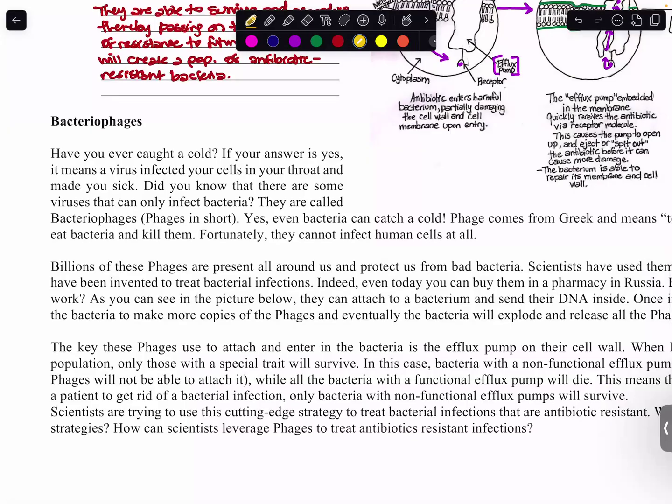Bacteriophages. I'm going to say that this is going to be really important. Trust me, this will come up literally very soon. Let's read about bacteriophages. Sounds interesting enough.